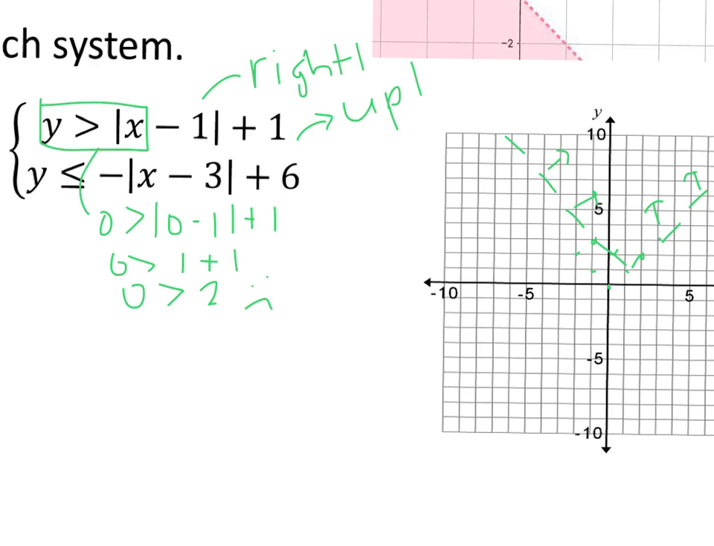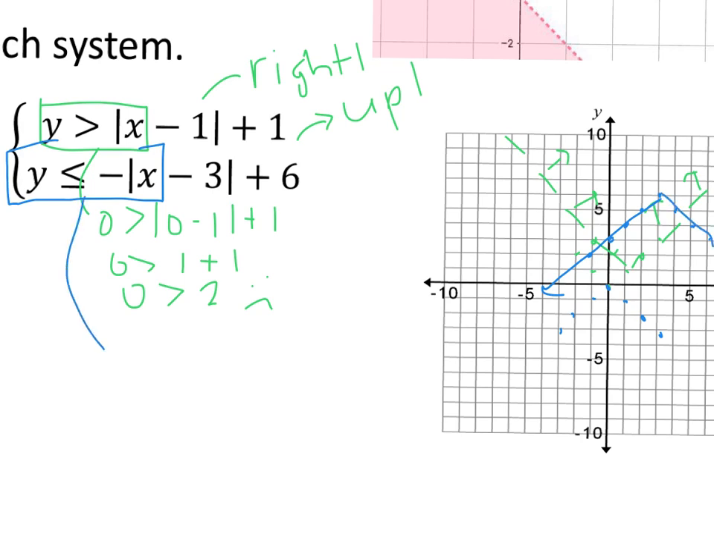If we were to draw a box around our parent function for y is less than or equal to negative the absolute value of x minus 3, plus 6, we're going to graph the negative absolute value of x. Remember, if it's negative in front of the absolute value, it opens upside down. Now we're going to shift all of the blue dots right 3 and up 6. And because it's less than or equal to, we will draw a solid absolute value graph.